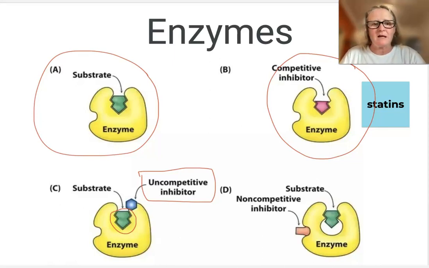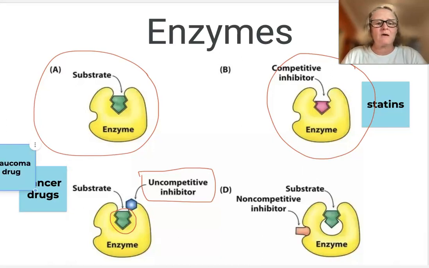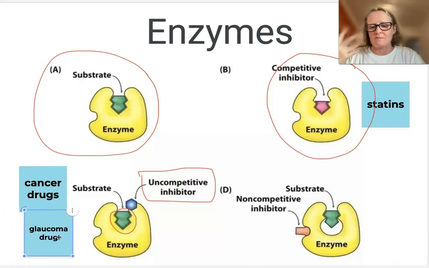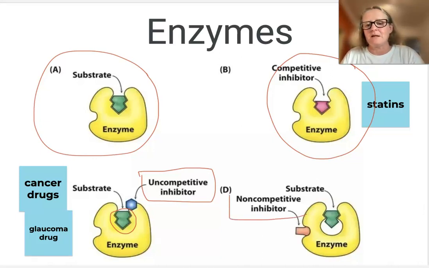But we can utilize that. We can bring in some cancer drugs or some glaucoma drugs. Glaucoma is raised blood pressure in your eyeball. And those drugs actually interfere with enzymes in a way that they help to get rid of cancer and get rid of glaucoma. And the last kind of inhibitor that we've got here is a non-competitive inhibitor.